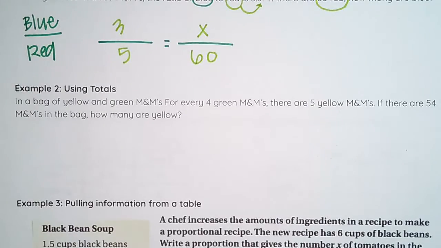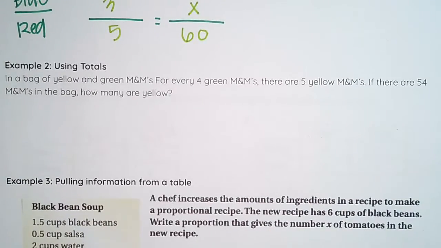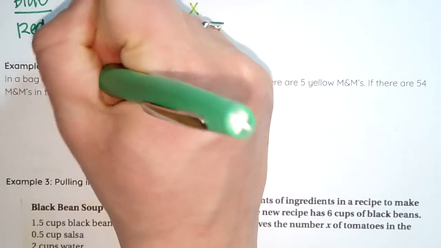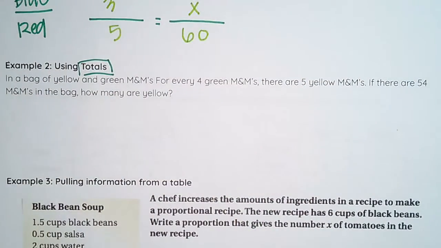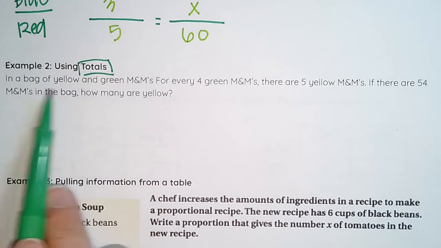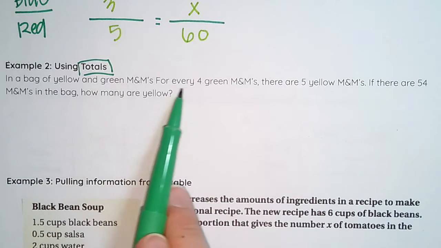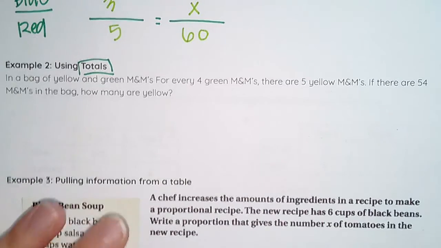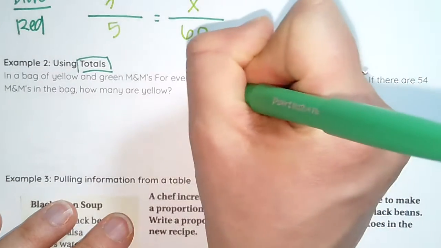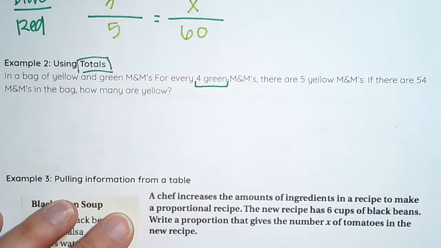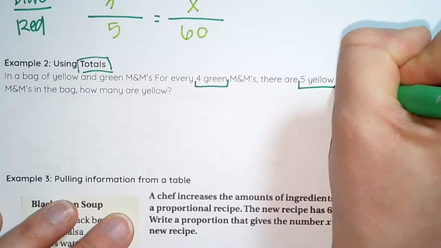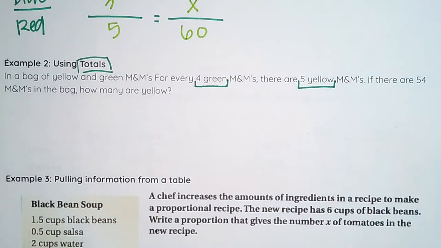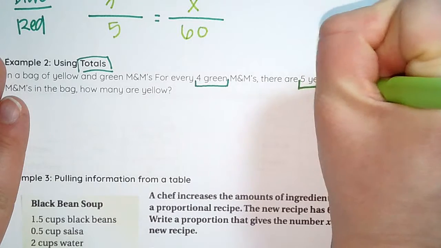Let's try an example using totals. So here we have a total problem, and I'm telling you that, but let's look at why it's a total problem so you can use that information for future problems. It says in a bag of yellow and green M&Ms, for every 4 green M&Ms, there are 5 yellow M&Ms. So we have 4 green and 5 yellow.